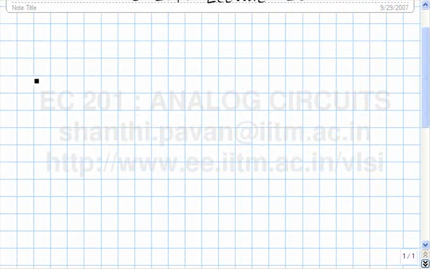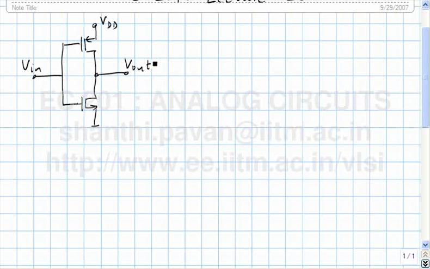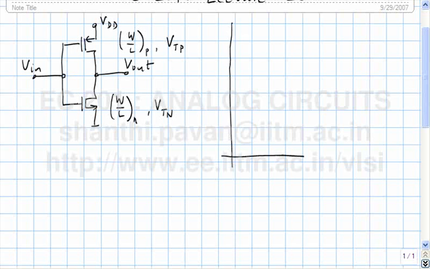Yesterday we were trying to figure out the CMOS inverter, and this is what we had. Let's call the dimensions of the NMOS transistor W by L of the N, W by L of the P, VTN, and VTP of the PMOS device. Yesterday we derived the circuit from scratch. Today let's spend some more time analyzing the characteristics of the CMOS inverter. Then we'll move on to the next topic.